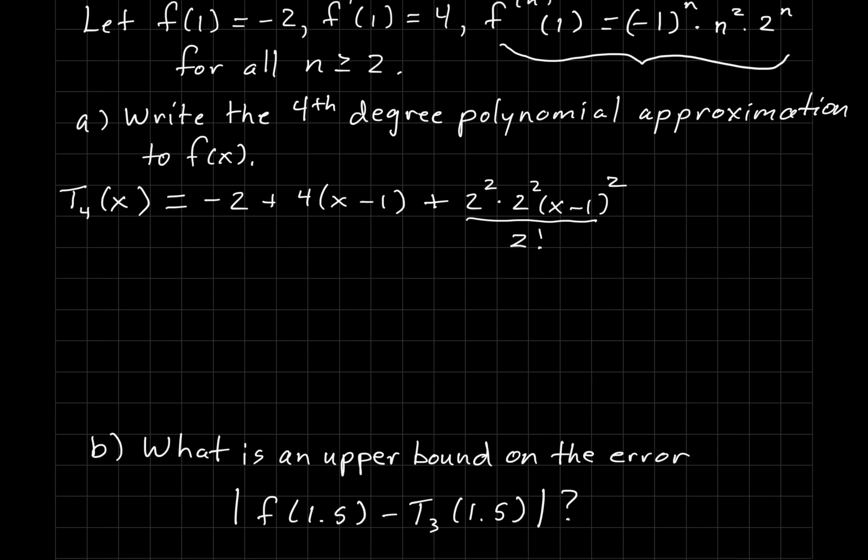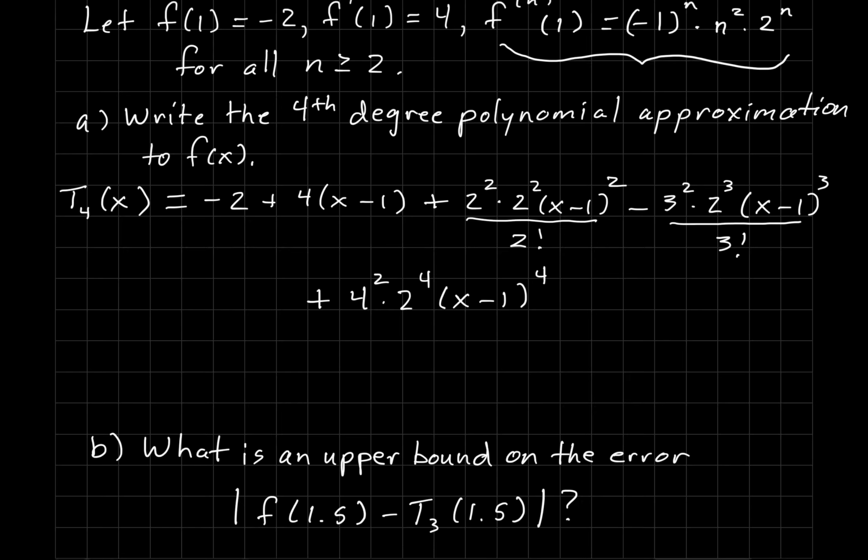N equals 3. We have -1 cubed, which is negative, and then we have n squared, that is 3 squared, times 2 to the n, times x minus 1 cubed, over 3 factorial. We need one more term. I'll put it down below. So when n equals 4, we have -1 to the fourth, which is positive, and then n squared, 4 squared, times 2 to the n, times x minus 1 to the fourth, over 4 factorial.